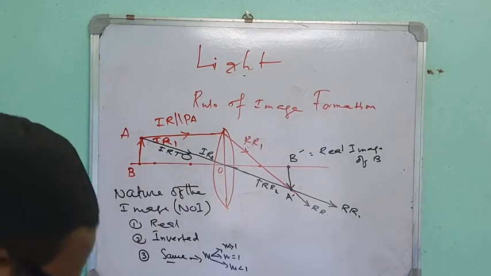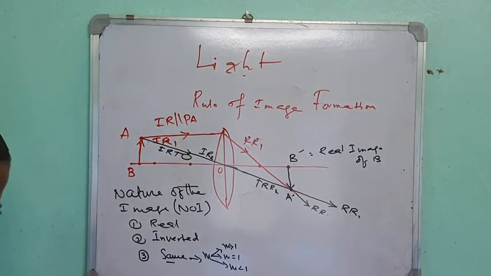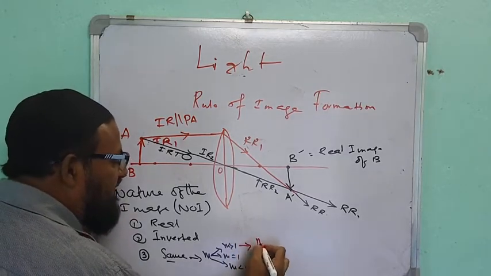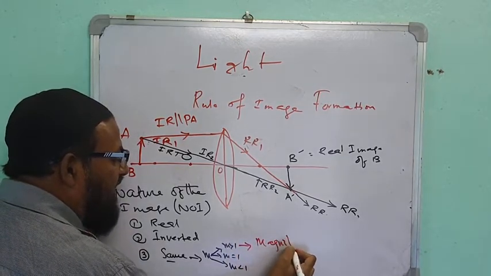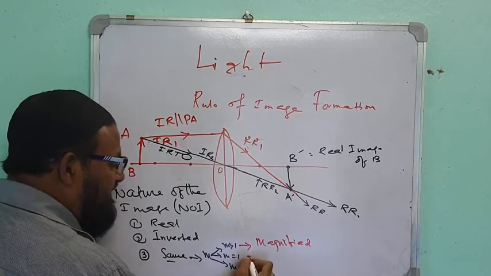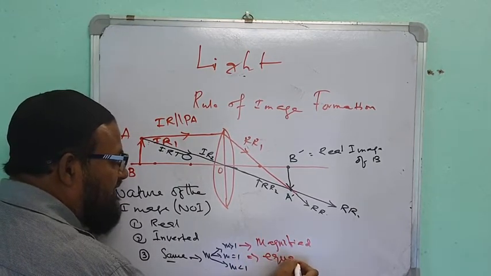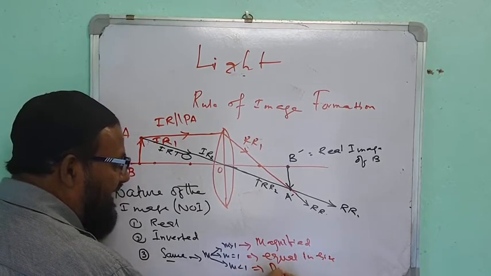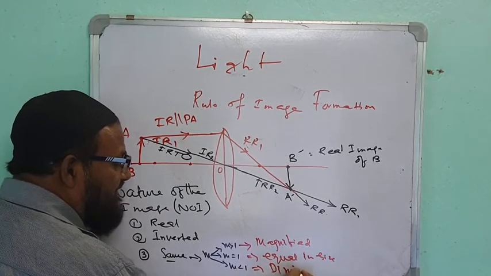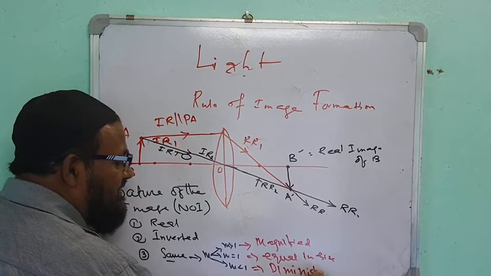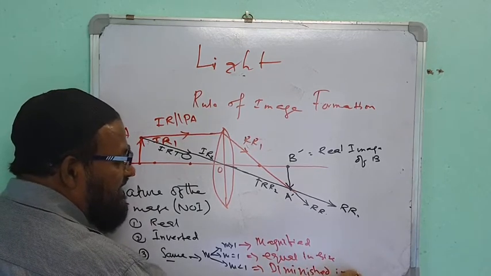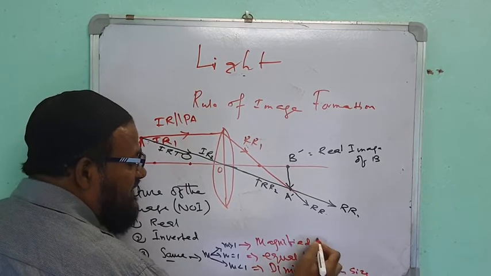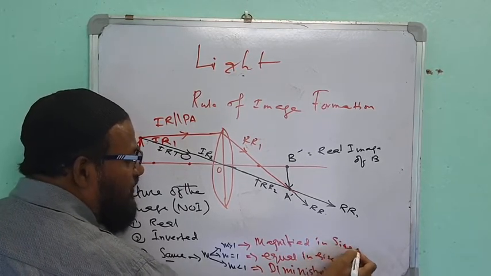What is the special language here? In terms of optics, this term should be used: magnified. This is equal in size. And this, sir, is diminished. Diminished in size. Magnified in size. Diminished in size, compared to the object.